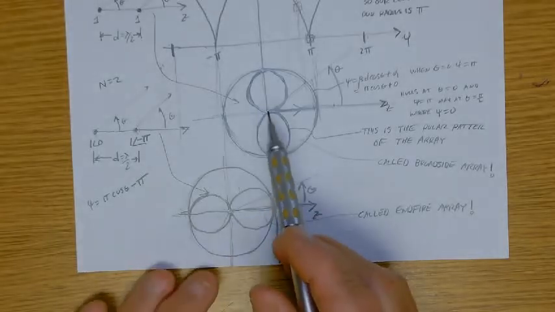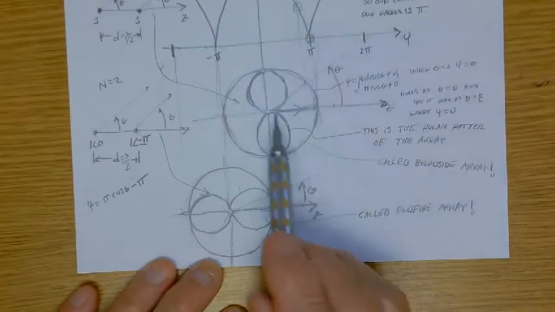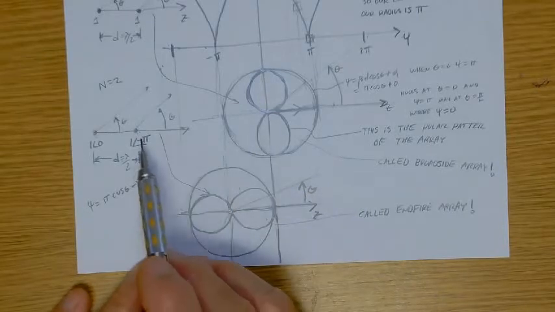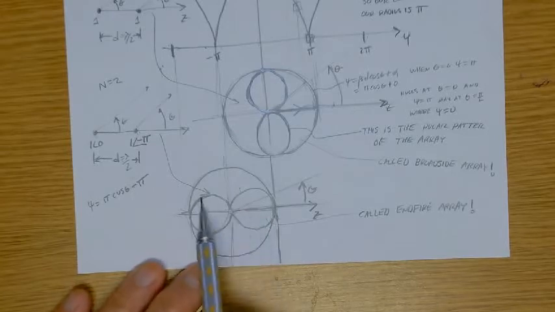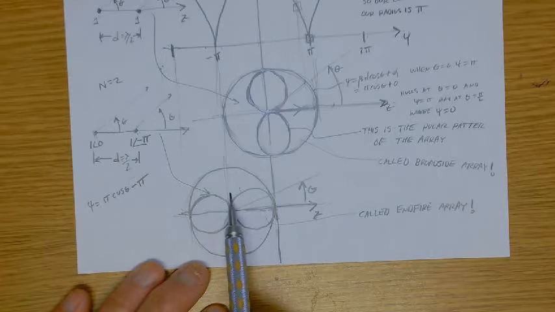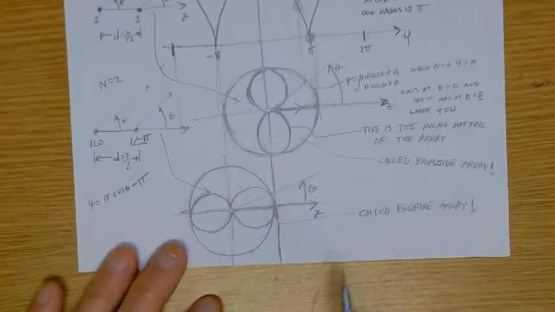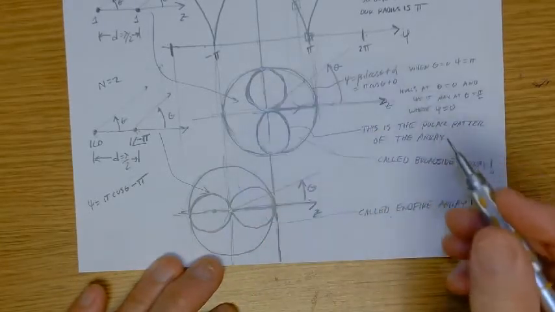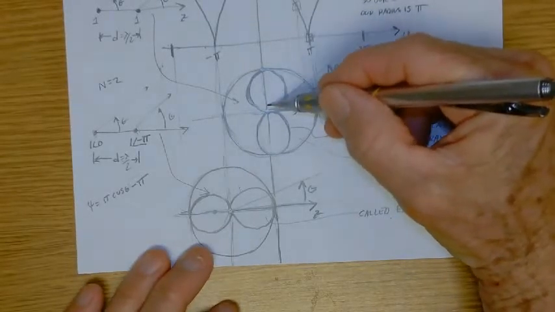So when they're in phase, the main beam max is broadside to the array, in the theta equals pi over 2 direction. When they're out of phase, the main beam max is in the direction of theta equals 0 and theta equals pi, and at theta equals pi over 2, broadside to the array, there's a null. So this is called in fire, because it's firing down the line of the array. The line of the array is along here. This is called broadside, because the main beam max is broadside to the array.